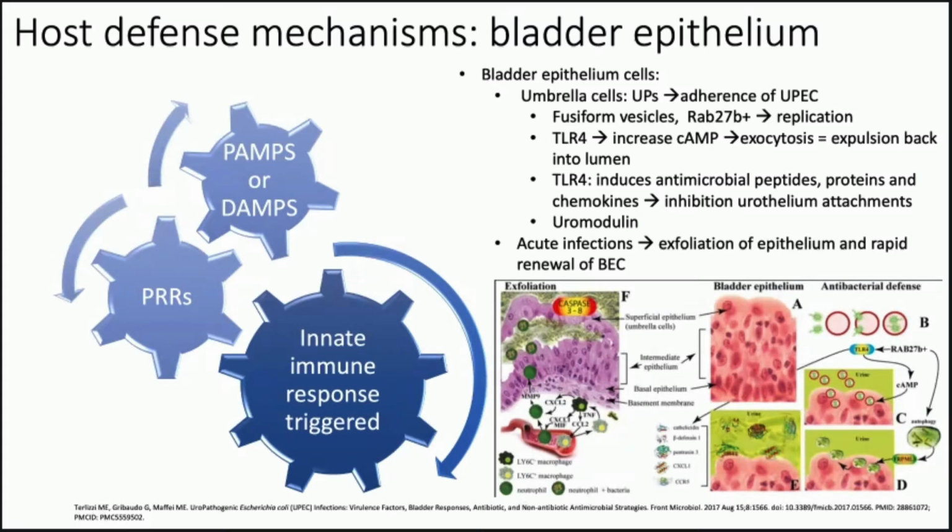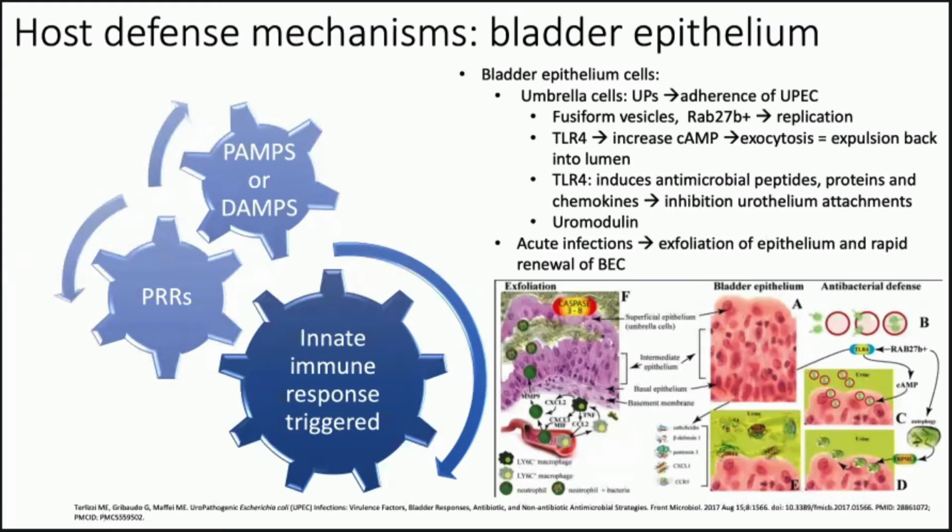And when that happens, there is then an assembling in the cytosol of inflammasomes, which will then trigger the innate immune system through various mechanisms depending on the production of pro-inflammatory cytokines. After UPEC enters the bladder epithelium, utilizing fusiform vesicles, as we can see here, it will rapidly replicate, resulting in the maturation of intracellular bacterial communities, as we've mentioned previously.